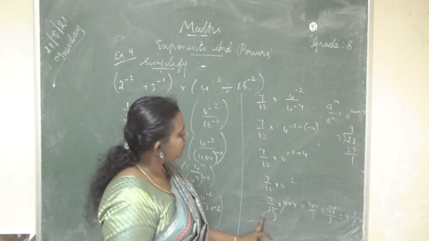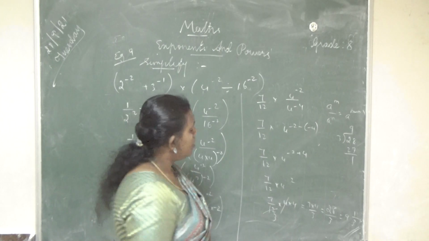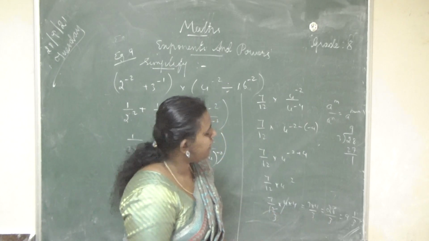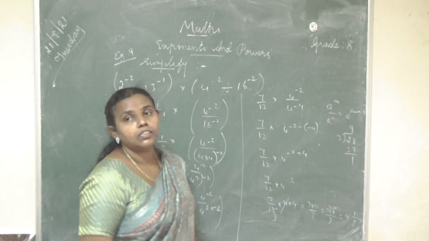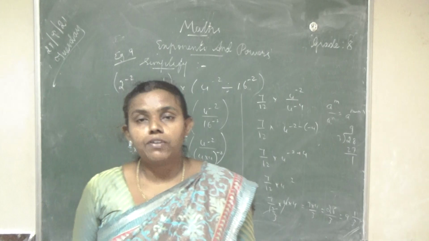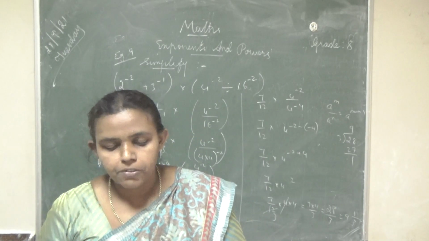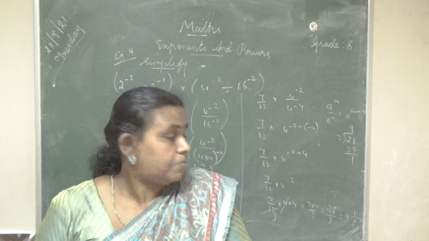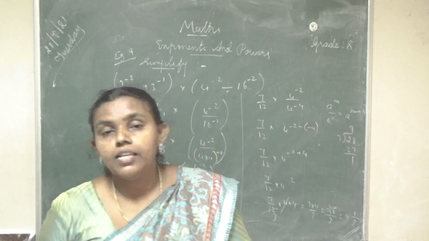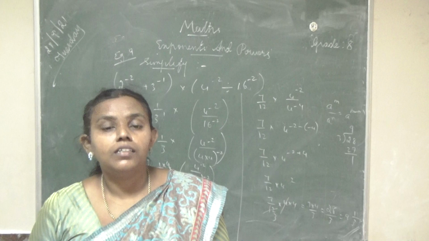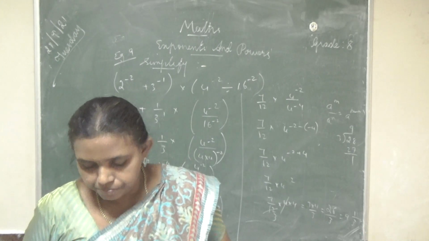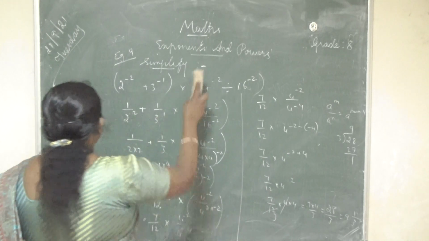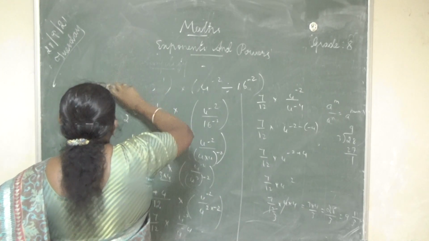So 1 4 is 4, 3 4s are 12. So what is left? 7 into 4 by 3 is left. 7 4s are 28 by 3. That is equal to 28 by 3, an improper fraction. So if you have an improper fraction, you just have to convert it into a mixed fraction. That is 28 by 3 can be written as 9 1 by 3. Okay. Clear? So we will go for the next question.